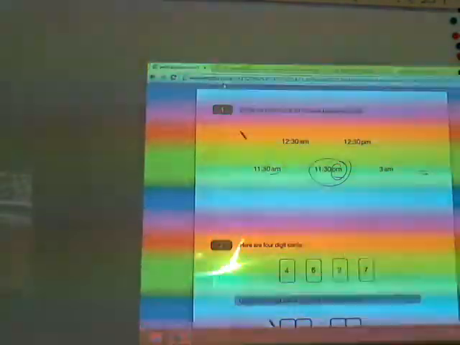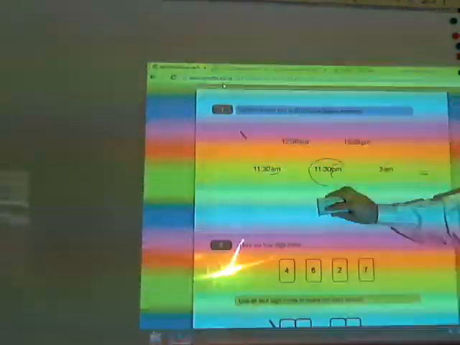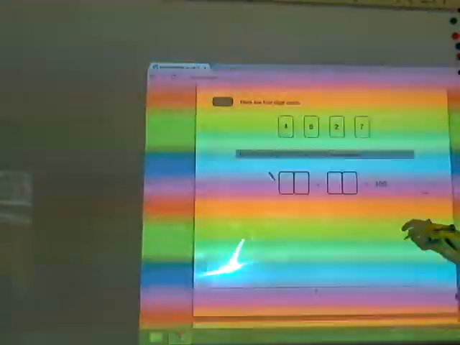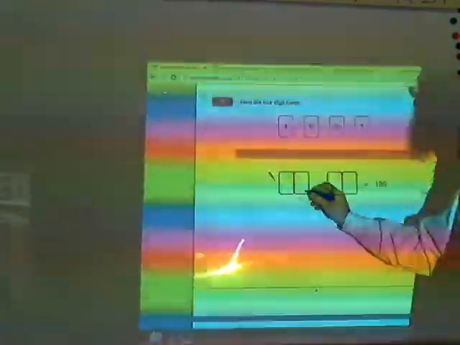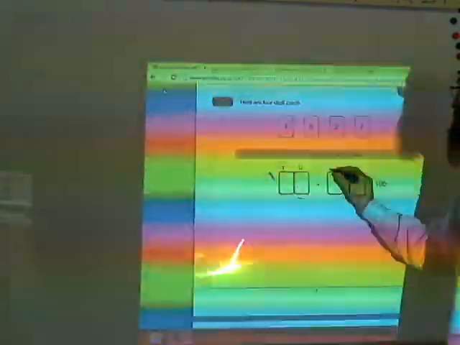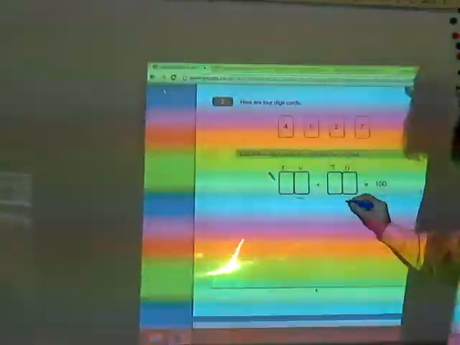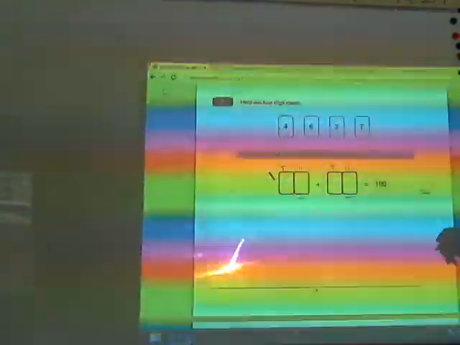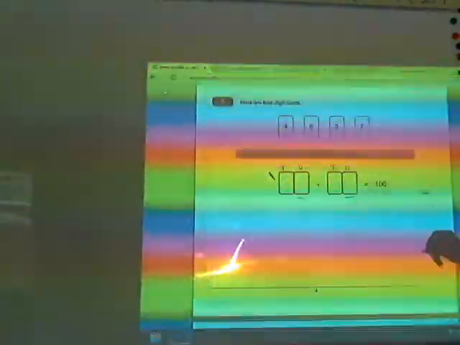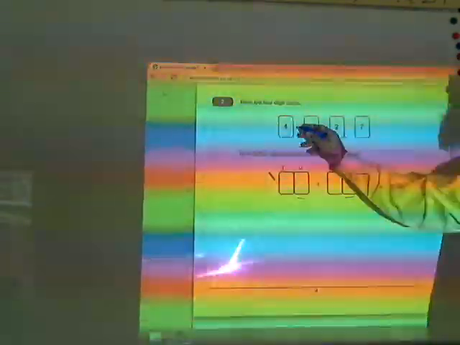Okay, here are 4-digit cards. Question number 2. Here are 4-digit cards. Use all 4 digits to make this sum correct. Now, the numbers which are going to be in the units column, they must give us a 10. So which two numbers add up to a 10?